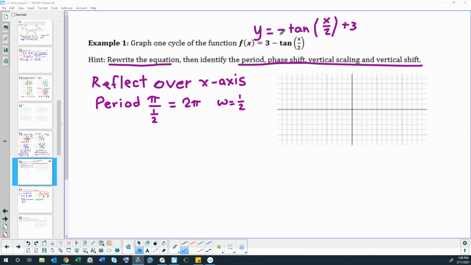So the negative in front of the tangent indicates it's going to reflect over the x-axis. The period is going to be 2 pi, and that's because omega is 1/2 because of this x divided by 2 in the parentheses. And so to find the period, we take the normal period of tangent, which is pi, and we divide by the omega value, which is 1/2. And when you divide by a fraction, you flip it and multiply it. So that gives us a period of 2 pi. And then 3 is our vertical shift.